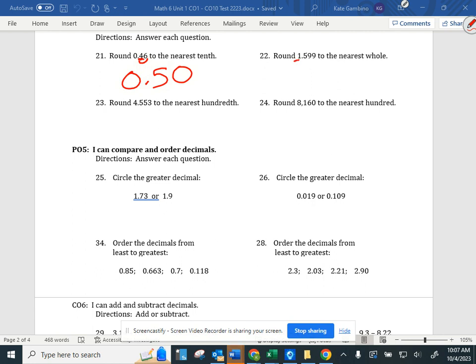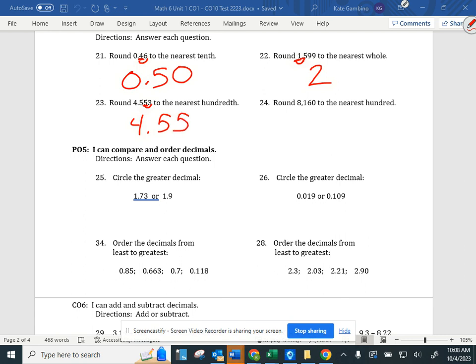Rounding to the nearest whole. That was in our homework. If it's a whole, it's the ones place. So we look at what comes after it. A 5 comes after, that's 5 or higher, so we round up to 2. The hundredth place is that second place. After it is a 3. If it's 4 or less, it stays the same.